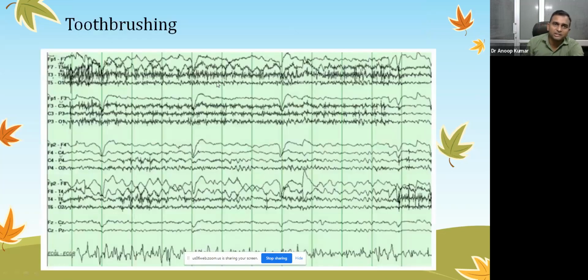So you can see the toothbrushing artifacts. This is very interesting. Whenever we do long-term video EEG monitoring of the patient, which is 24 hours or an overnight stay, then the next morning the child goes for toothbrushing, and you will get continuous firing in the temporalis muscle electrodes. Like these are the temporal electrodes, and you will get the faster activities.